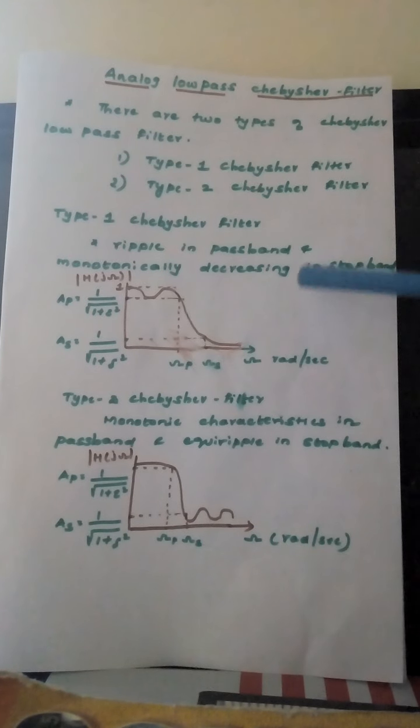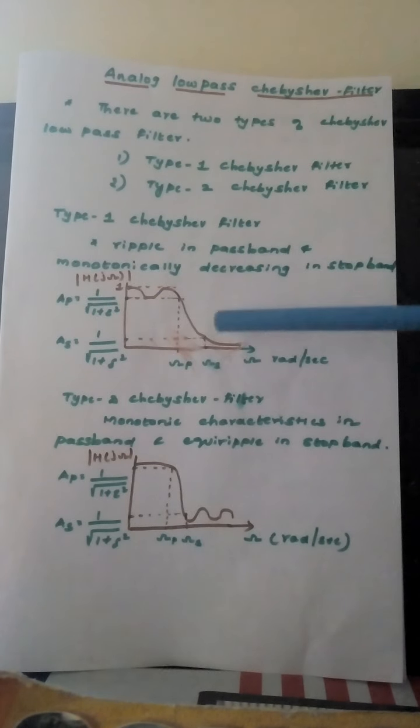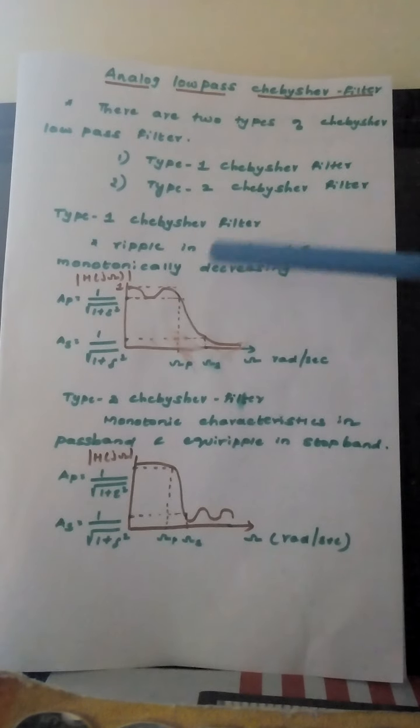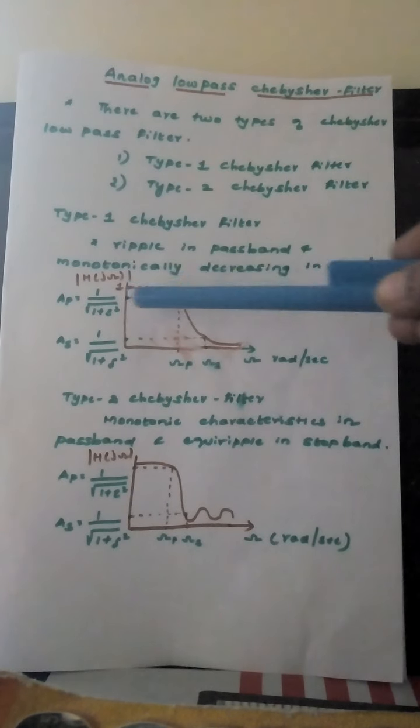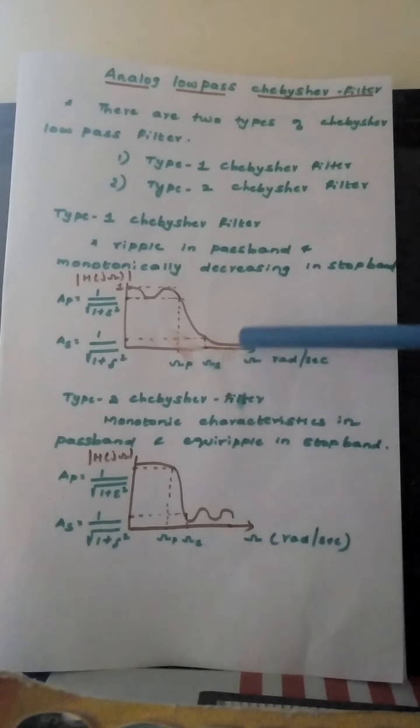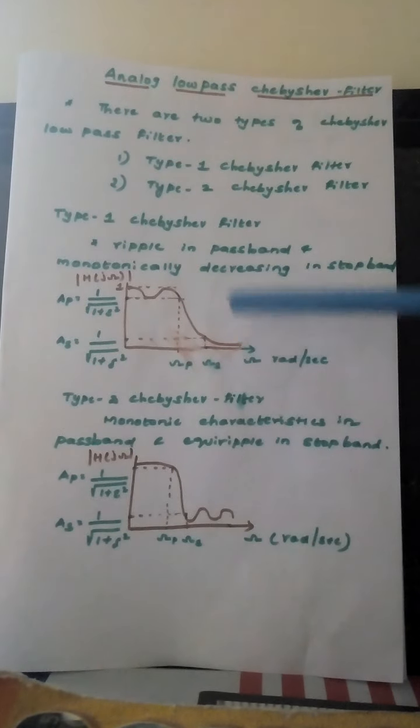Now we'll see the main difference between the Butterworth and the Chebyshev filter. In the Butterworth filter, we get a smooth characteristic in both the pass band and the stop band. In the Chebyshev filter, there is a ripple in the pass band and it decreases monotonically, giving a smooth curve in the stop band. So that is the difference.